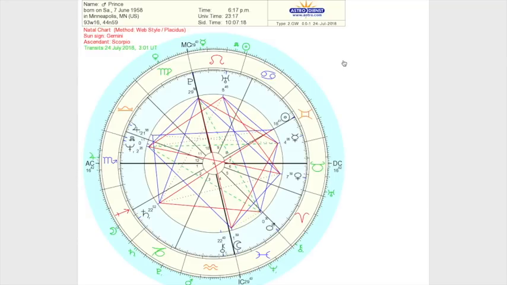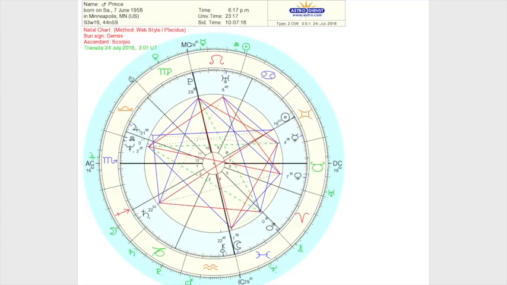Okay, so for those of you who can see the screen here, hopefully you can see it. This is what's called a natal chart or a birth chart. It is a map of the cosmos, meaning the planets. All these little symbols represent a planet at the time that somebody was born.